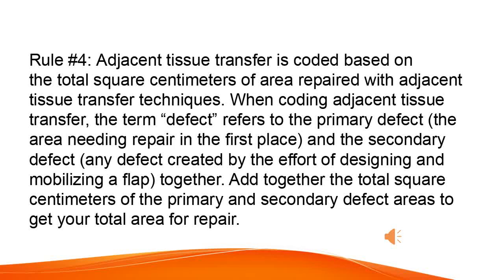Rule number 4. Adjacent tissue transfer is coded based on the total square centimeters of area repaired with adjacent tissue transfer techniques. When coding adjacent tissue transfer, the term defect refers to the primary defect, the area needing repair in the first place, and the secondary defect, any defect created by the effort of designing and mobilizing a flap, together. Add together the total square centimeters of the primary and secondary defect areas to get your total area for repair.